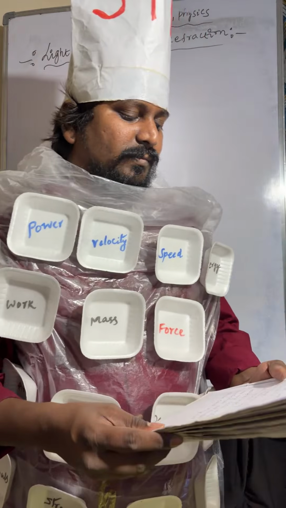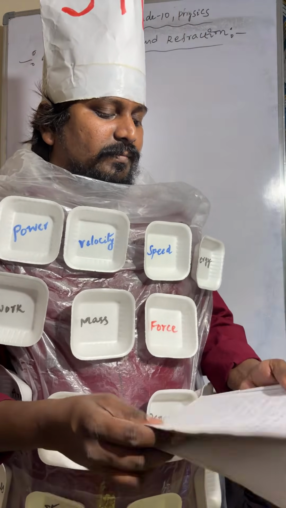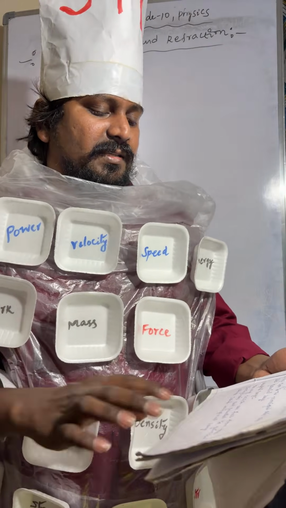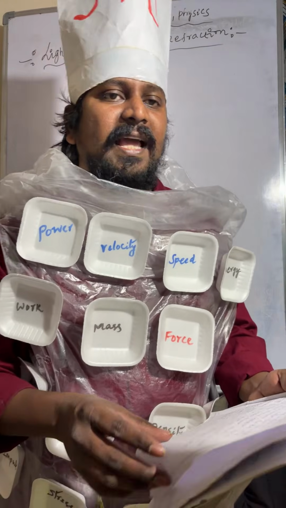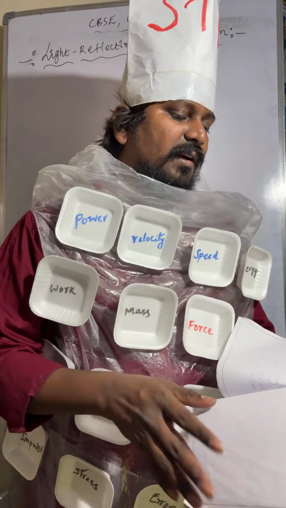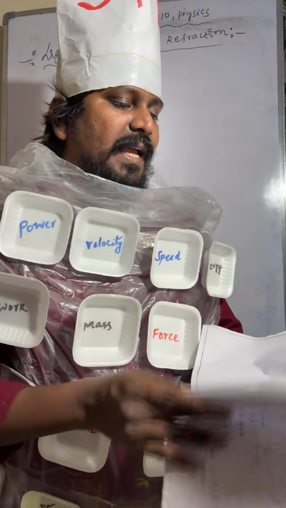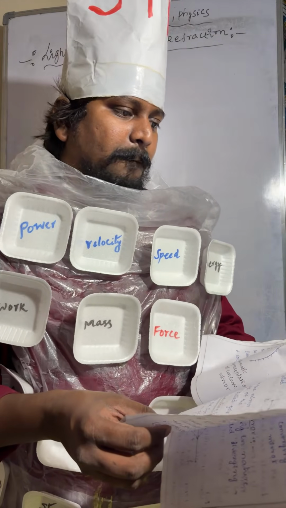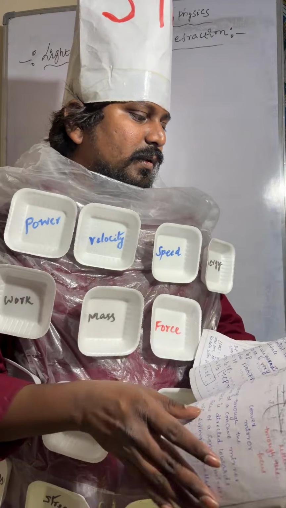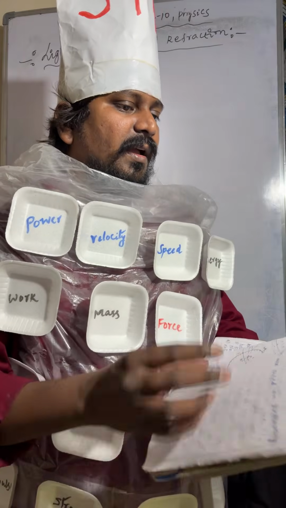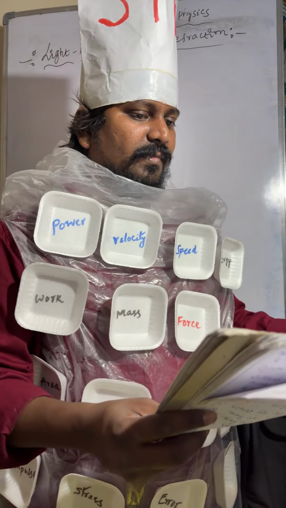Okay. Now, paraxial rays and marginal rays. The rays which are close to the principal axis, those are called paraxial rays, and rays which are away from the principal axis are called marginal rays. Okay, done. So now we'll go to the next one, which is rear view mirror.